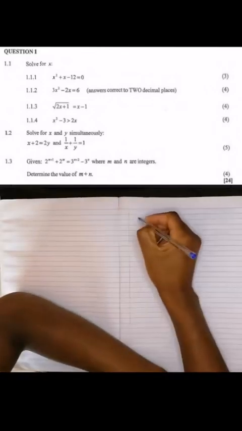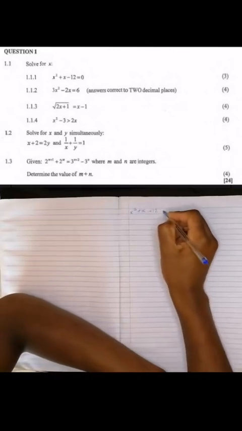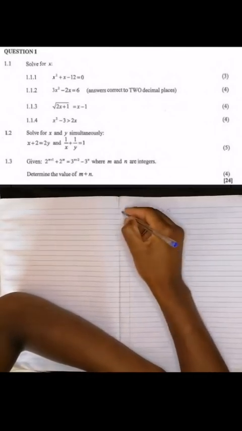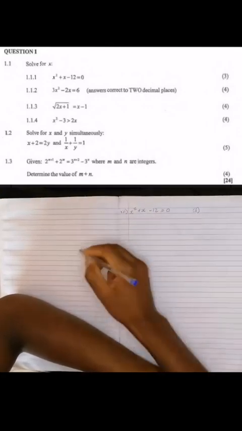So today I'll be teaching algebra grade 12. So the first question we'll be doing is x squared plus x minus 12 is equal to 0, which is like 1.1.1, which is like 3 marks.